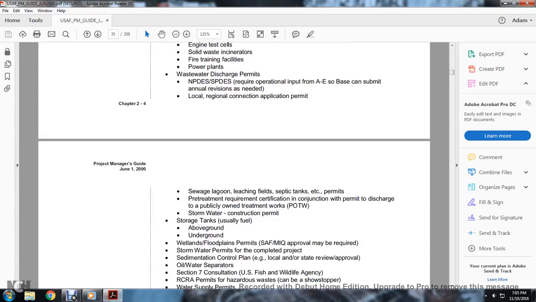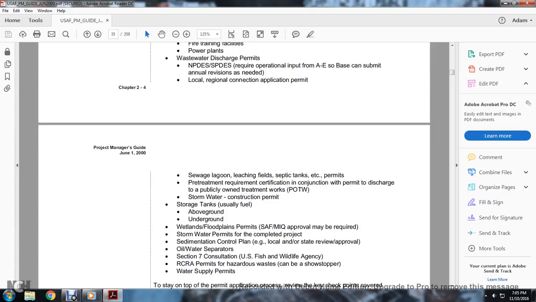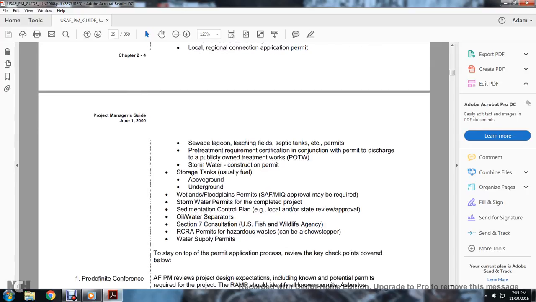requirement certification in conjunction with the permanent discharge to publicly owned treatment works, and stormwater construction permits, storage tanks, usually fuel and above ground. Wetlands and floodplains are permitted with the SAF, and the MIQ approval may be required. Stormwater permits are completed with the project set. Erosion control plan and local and standard review of the approval of the oil water separation, Section 7 consultation with the U.S. Fish and Wildlife Service, RCRA permits for hazardous waste, and water supply permits.